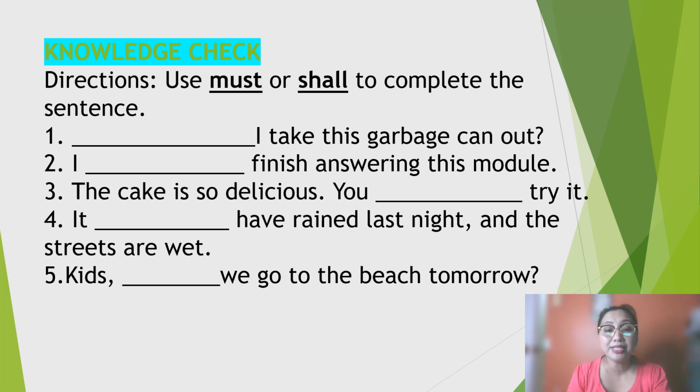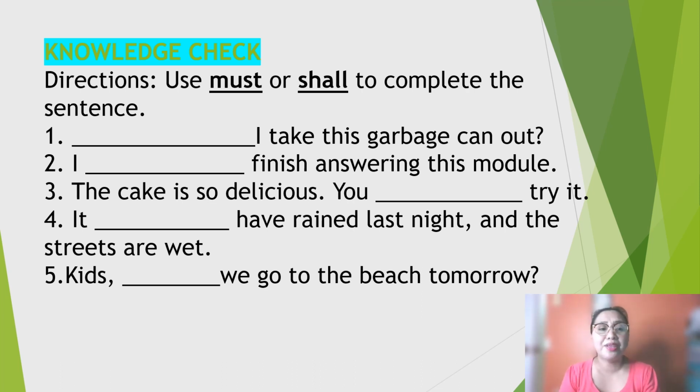Use must and shall to complete the sentence. Number one, blank I take this garbage can out. What's the answer? The answer is shall, because you are suggesting something. Shall I take this garbage can out? Number two, I blank finish answering this module. As you can see, that module is very important, so you must use the modal must. I must finish answering this module.